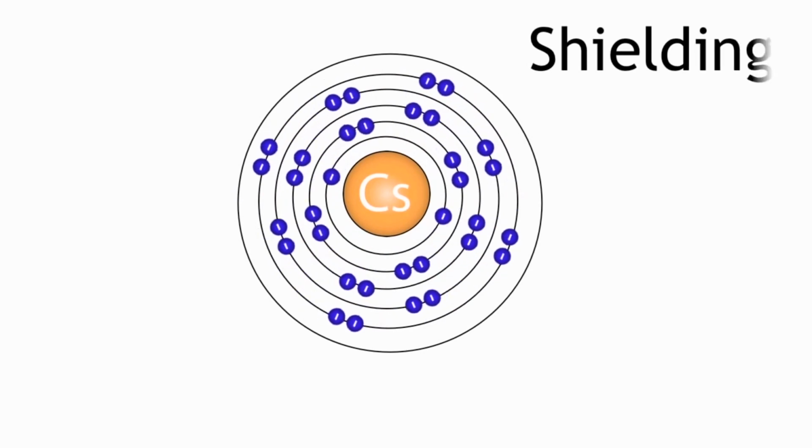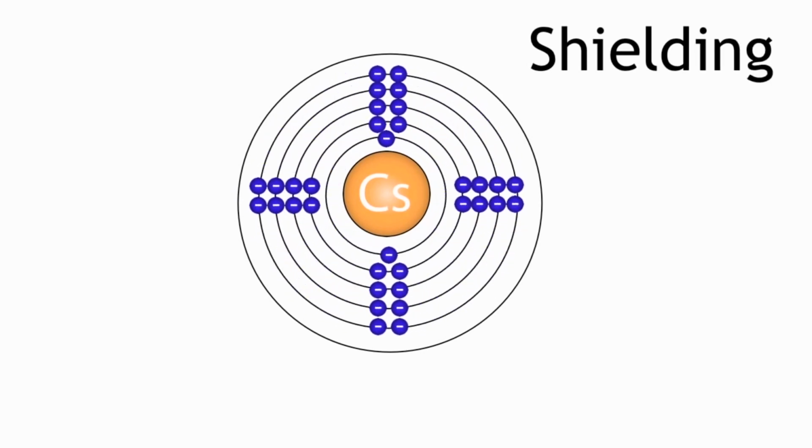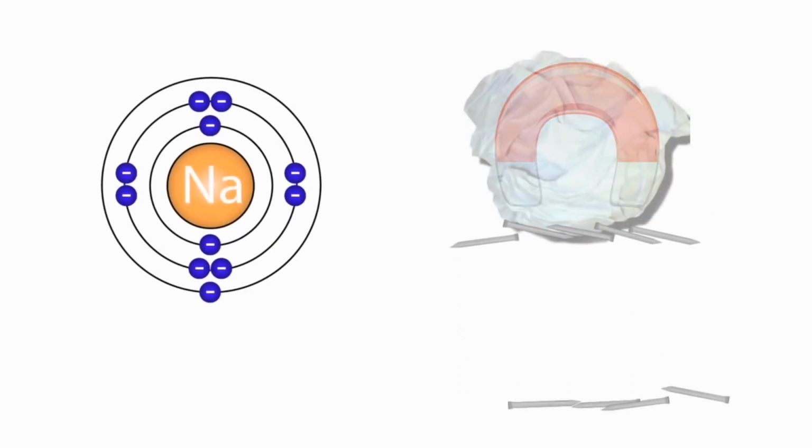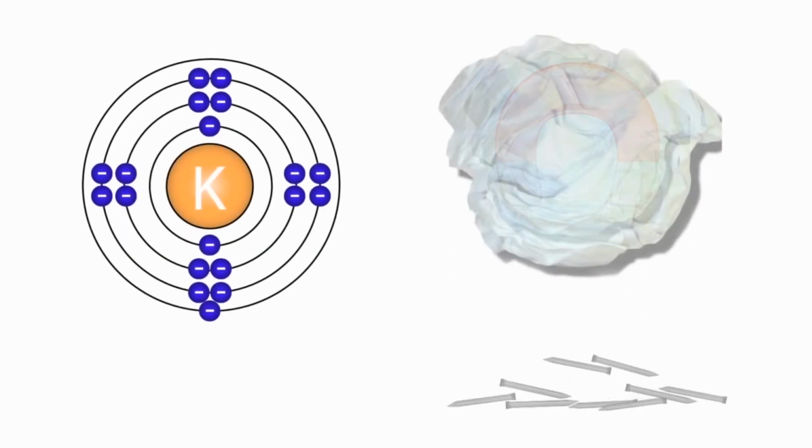This concept is known as shielding. This acts a bit like wrapping a magnet in paper and imagining that you're trying to use it to pick up nails. The more paper there is, the less nails the magnet will attract.